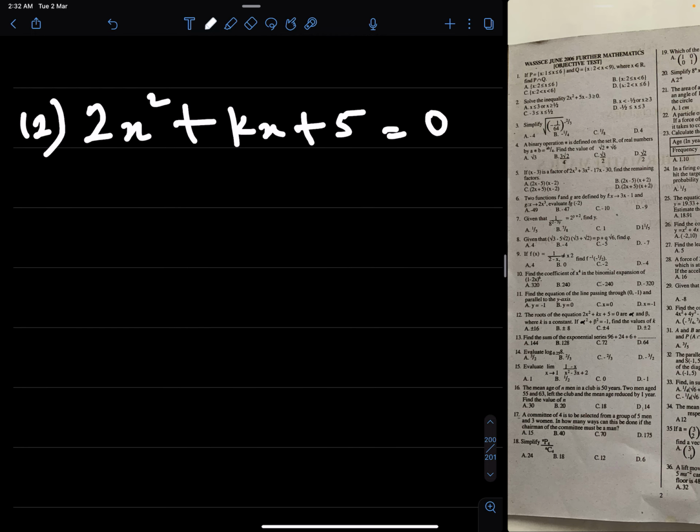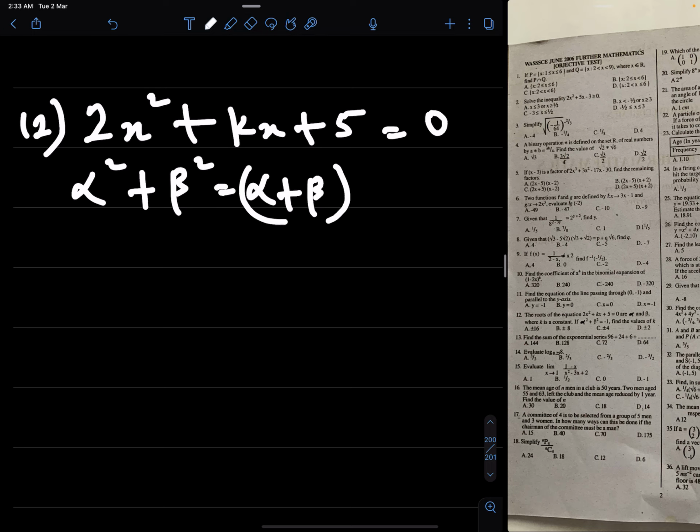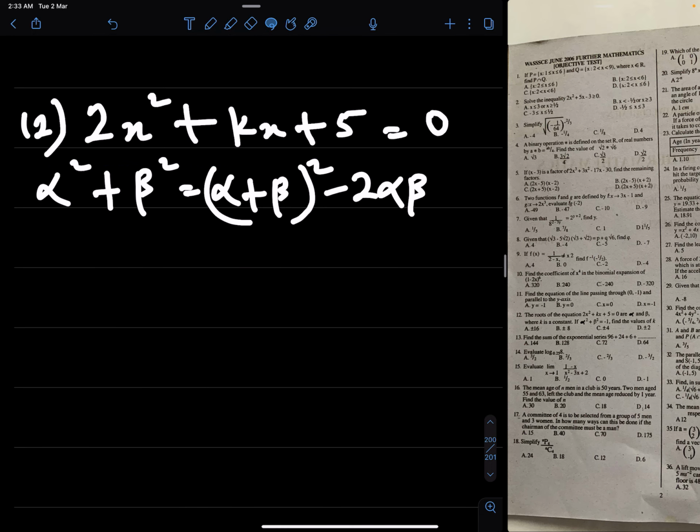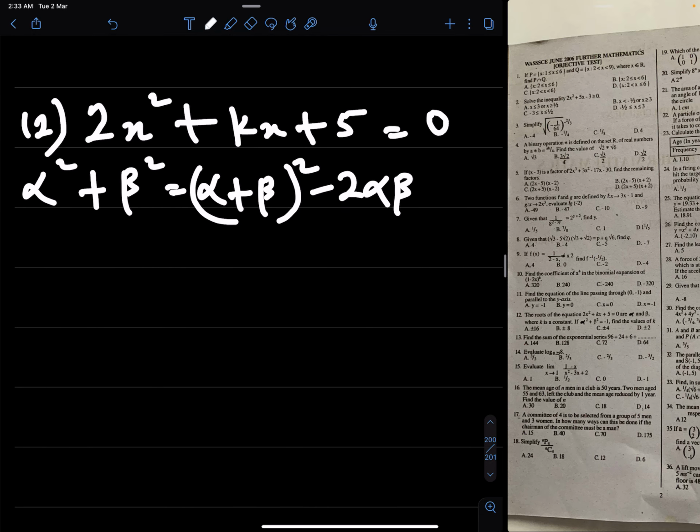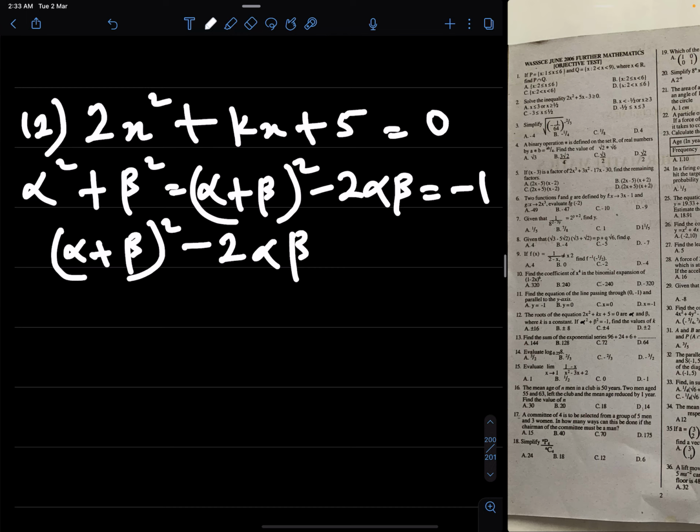If alpha squared plus beta squared is minus 1, okay, we know that alpha squared plus beta squared is the same as alpha plus beta all squared minus 2 alpha beta, and they have given us that, and they said that is the same as minus 1. So that simply means alpha plus beta all squared minus 2 alpha beta is equal to minus 1.